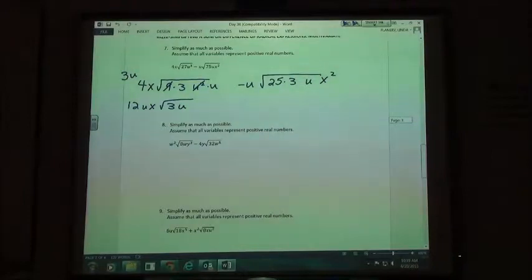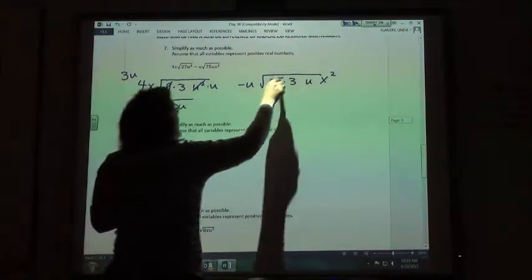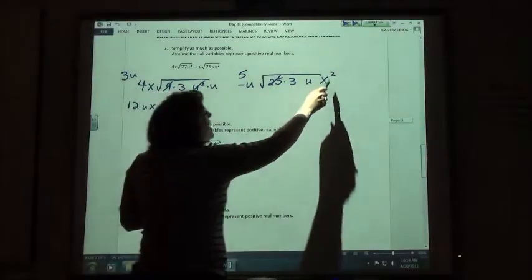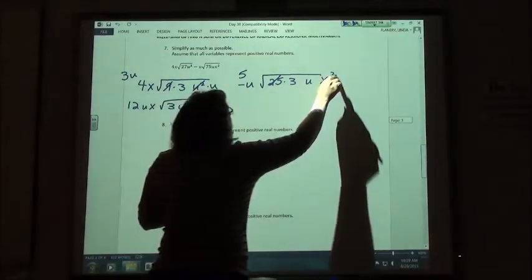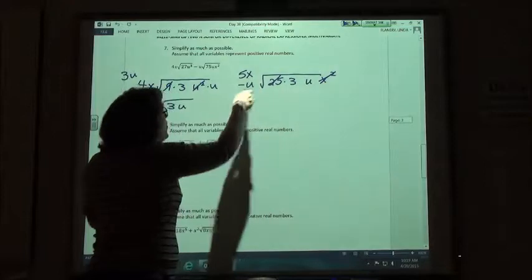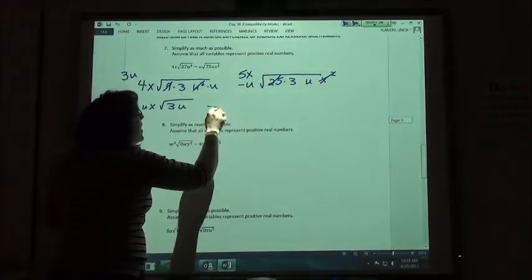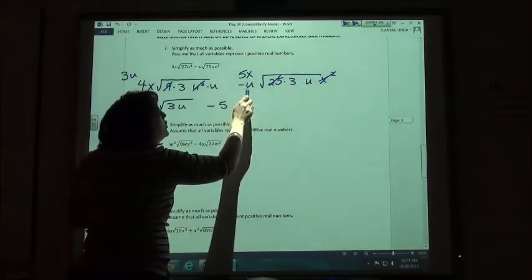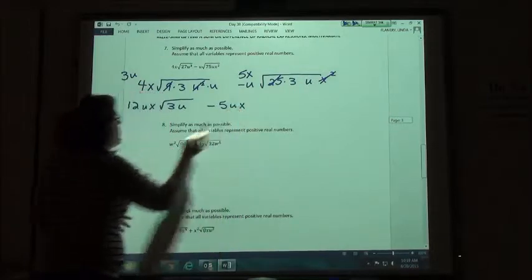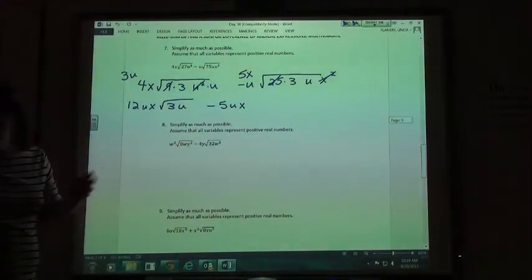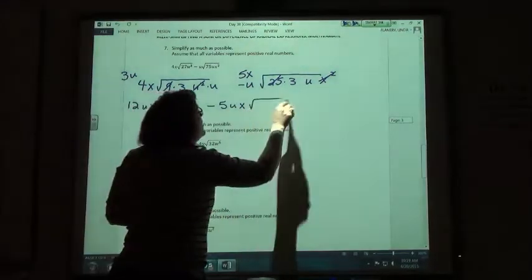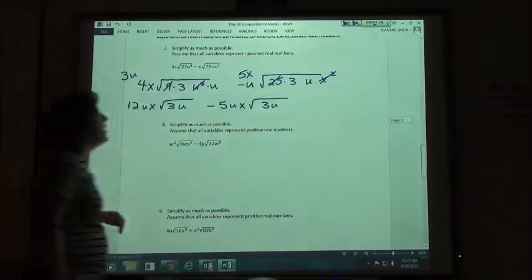So taking out my perfect squares. Square root of 25 is 5. The square root of the x squared is an x. So putting this, I'm going to have minus 5. I'm going to write it as ux because I wrote this side as ux and we want them to be like terms. Square root of 3u.